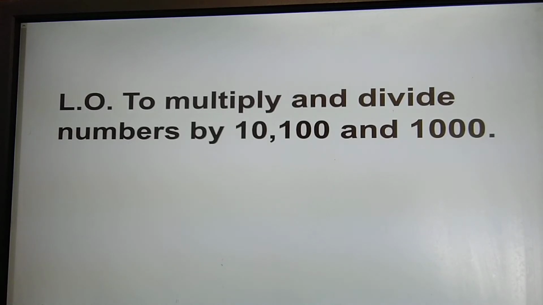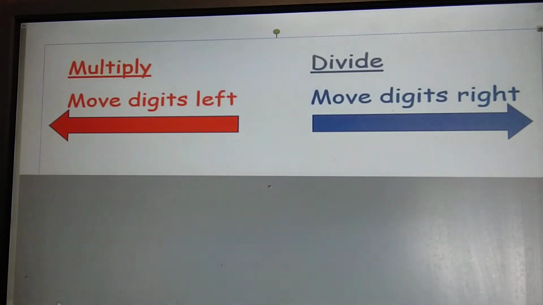Today we are going to multiply and divide numbers by 10, 100 and 1000. And hopefully I'm going to quickly remind you how we do that. Okay, just a quick revisit of the rules.